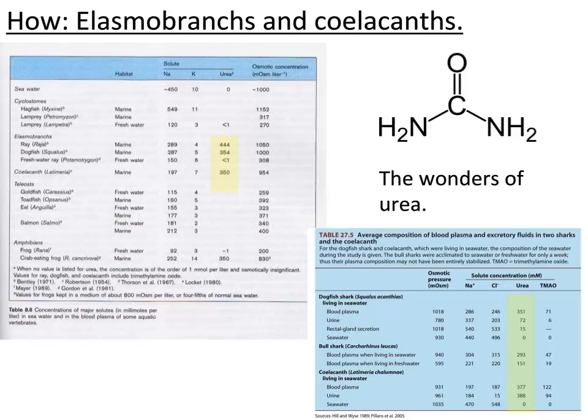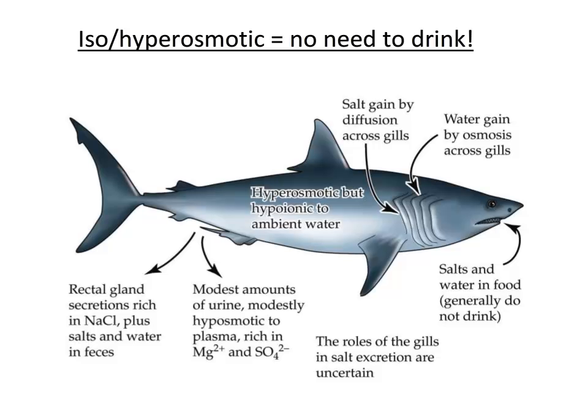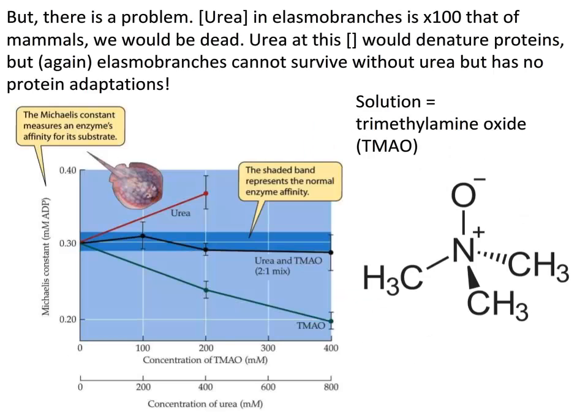Instead of excreting all of the urea to the external environment, they retain some inside, such that their internal solute concentration is equal to or greater than the external solute concentration. So living in seawater as a shark, I can be isotonic or even hyperosmotic to seawater, meaning there's no need to drink or do anything else like that. Water's going to come into me. Brilliant. But there's a problem with that.